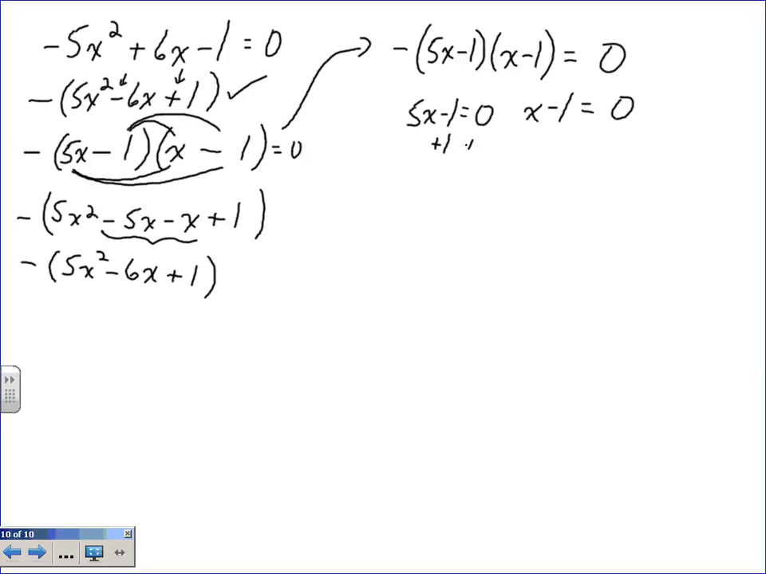Add 1 to both sides. 5x is equal to 1. And then divide both sides by 5. x is equal to 1/5. And don't put that in your calculator. You don't have to write that as 0.2. 1/5 is okay. And then on the other side, add 1 to both sides. x is equal to 0 plus 1, or 1.